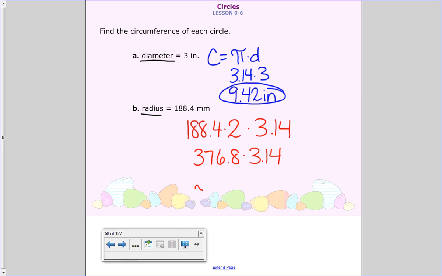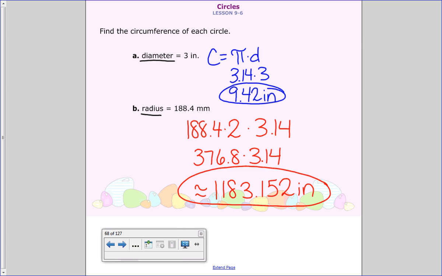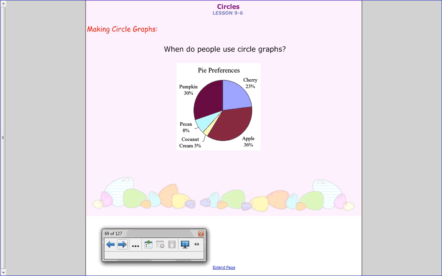And the circumference is approximately 1,183 and 152 thousandths of an inch. There we go. So that's how we find the circumference.